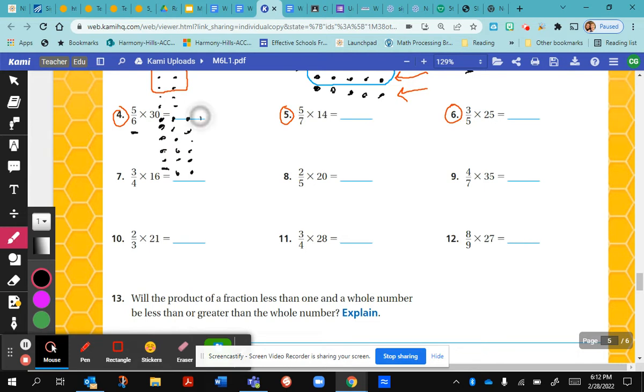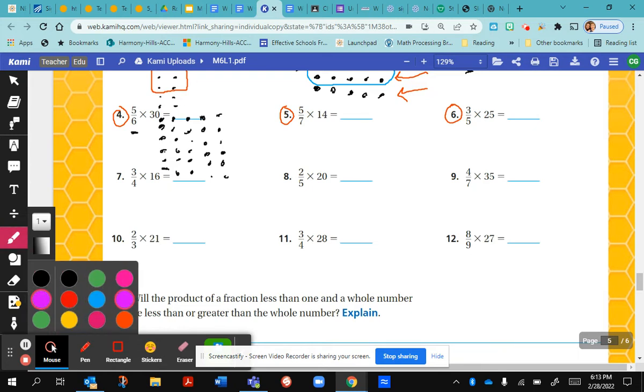Okay, that's 18, 19, 20, 21, 22, 23, 24, 25, 26, 27, 28, 29, and 30. There we go. So now I have a total of 30 because my whole number is telling me that. I need to find 5 out of the 6 to find out how much is that valued at for my 30. So I'm going to circle 5 because that's my numerator.